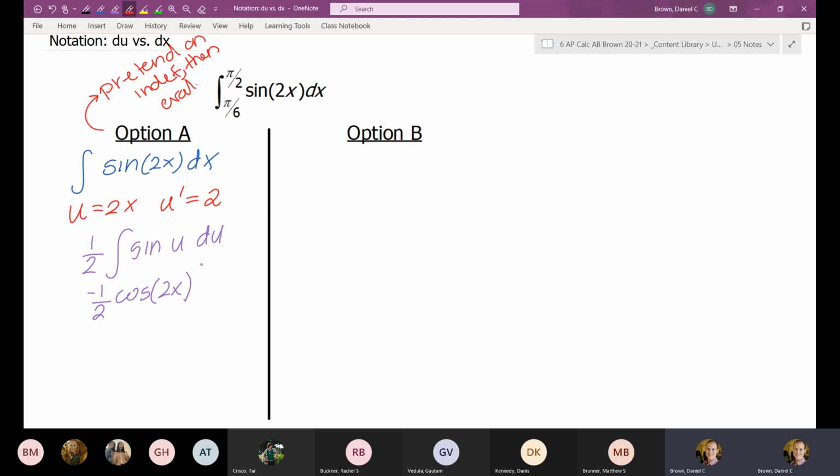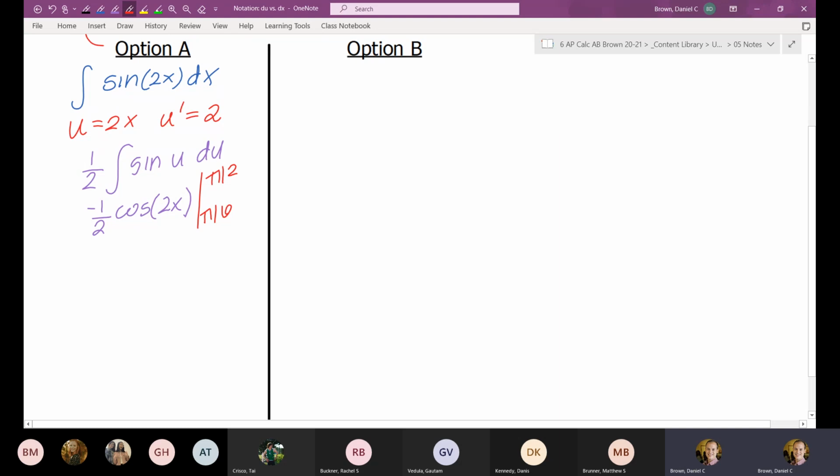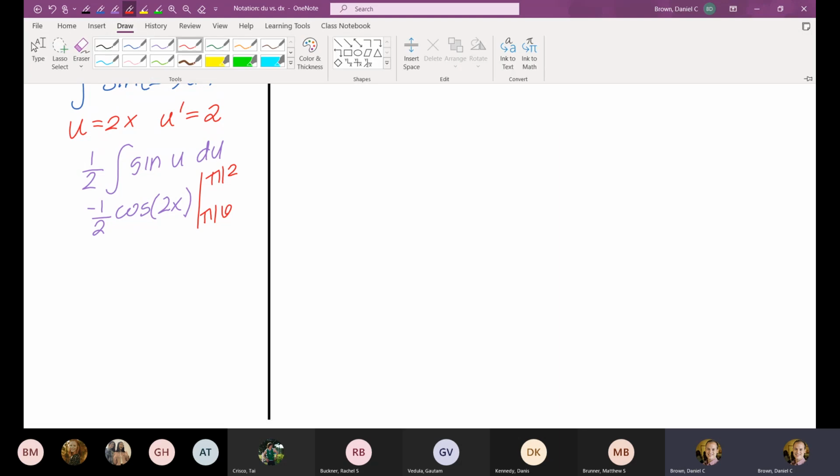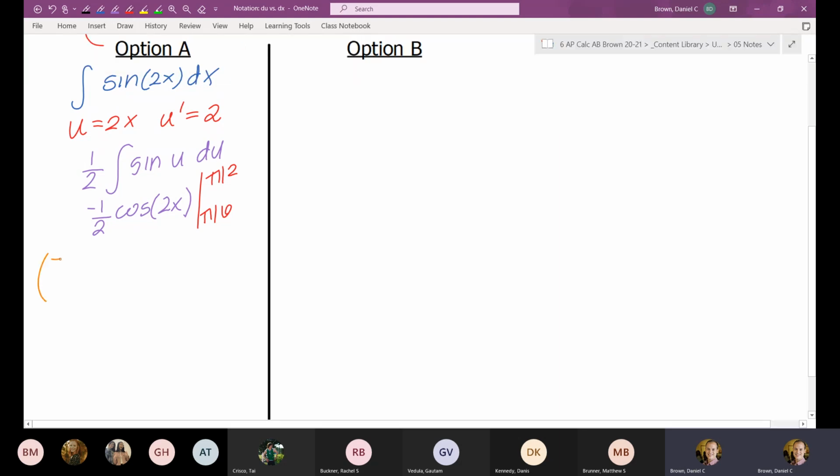Now that this is back in terms of x's, I can go ahead and put those x values next to it. Again, I never want to mix up x values with u values. And then we can just go ahead and evaluate this. And we know when we evaluate it, we're going to plug in the top number minus the bottom number. So negative 1/2 the cosine of 2 times pi over 2 minus the negative 1/2 cosine of 2 times pi over 6.